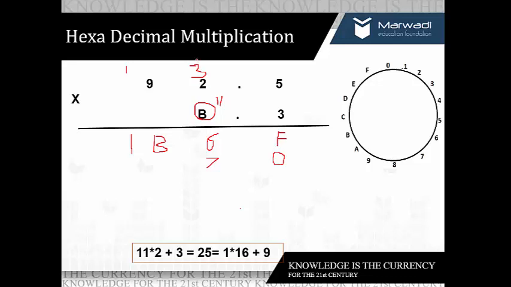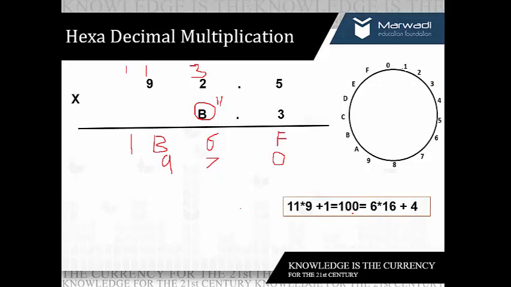11 multiplied by 2 plus 3 is equal to 25, which can be split as 1 into 16 plus 9, so 9 over here and 1 will be carried forward. Now 11 into 9 is 99 plus 1, that is equal to 100, which can be split as 6 into 16 plus 4, so 4 over here, and 6 would be carry, which would be propagated here in the later stage, and my summation would be F plus 0 would be F.